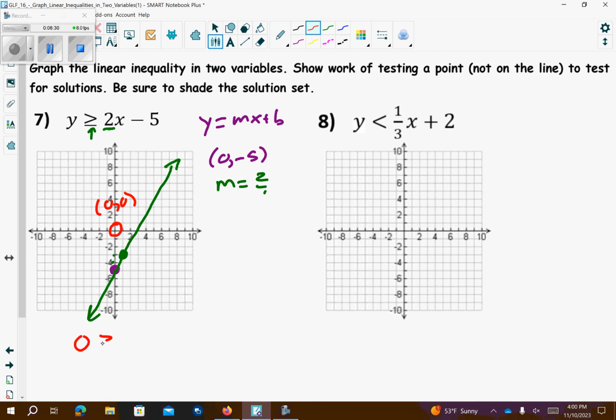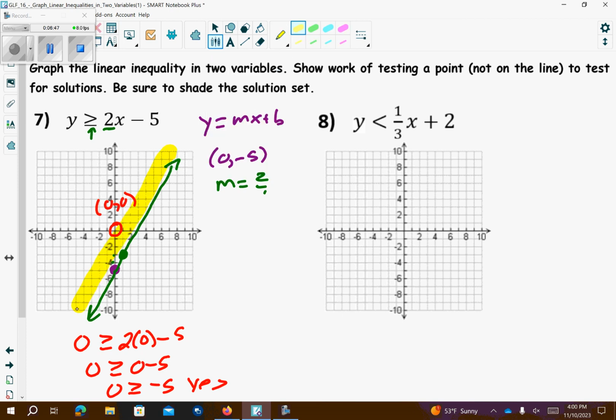So 0 is a y value. 0 is greater than or equal to 2 times 0 minus 5. Is 0 greater than 0 minus 5? Is 0 greater than or equal to -5? Yes, it is. So that means I'm going to shade the side that 0, 0 is on. So I'm going to shade this side over here. So if I picked any points over here, they would make a true statement.